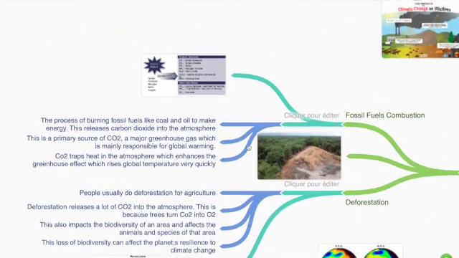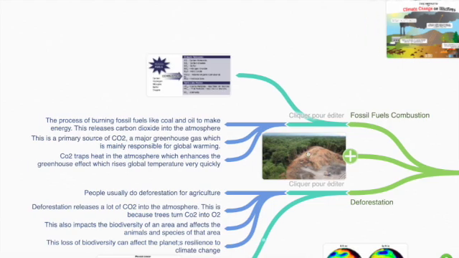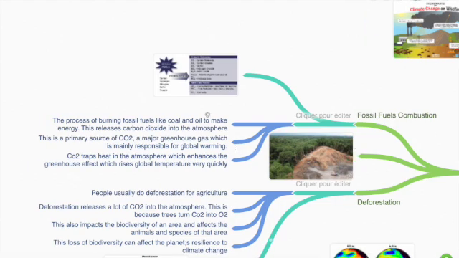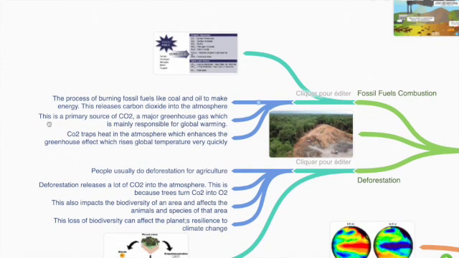And then we have fossil fuel combustion, which is the process of burning fossil fuels like coal and oil to make energy. This releases carbon dioxide into the atmosphere. It is a primary source of CO2, a major greenhouse gas which is mainly responsible for global warming. CO2 traps heat in the atmosphere, which enhances the greenhouse effect and then raises global temperatures very quickly.